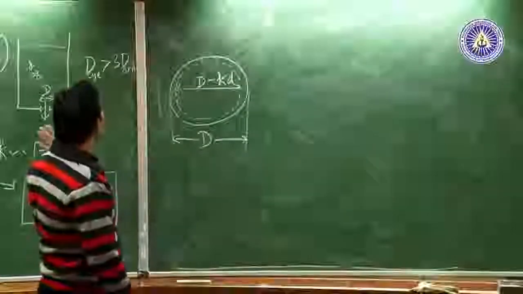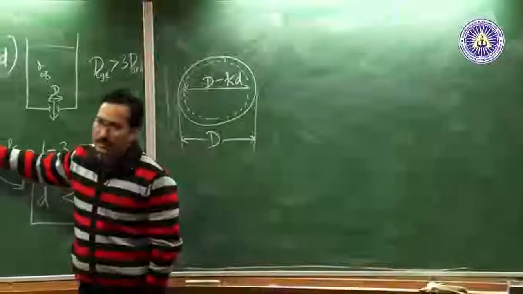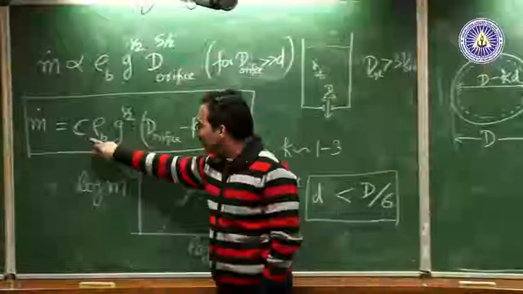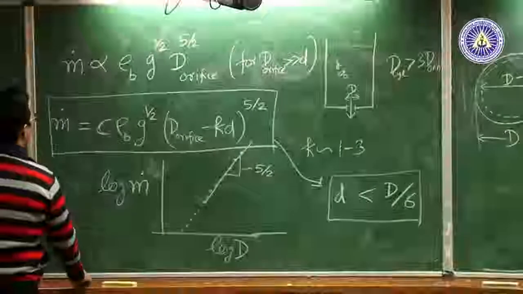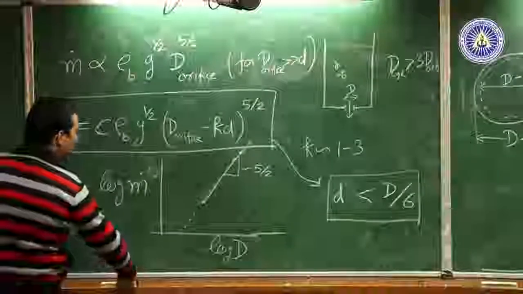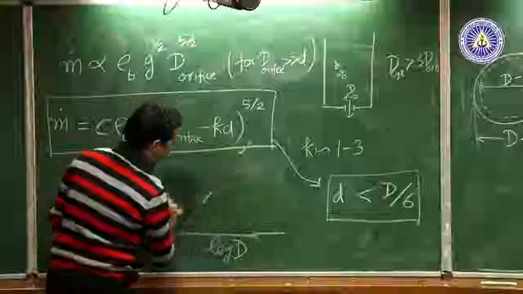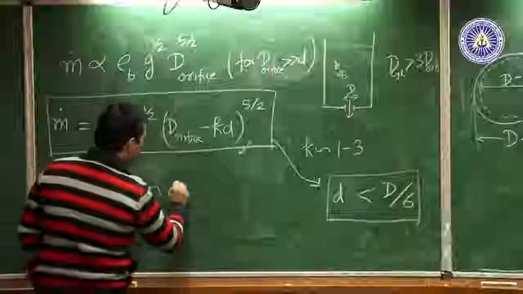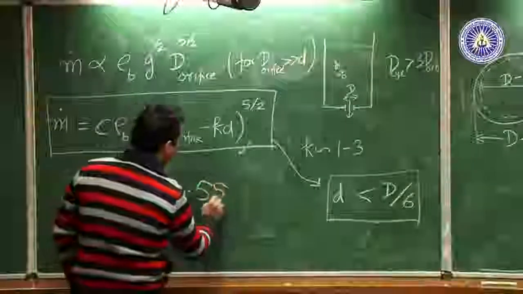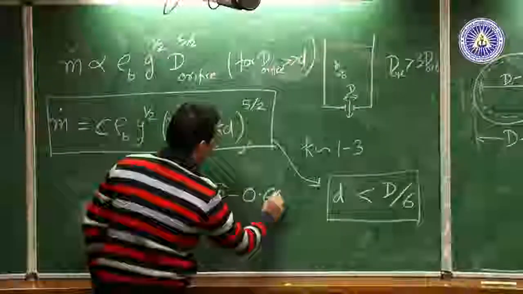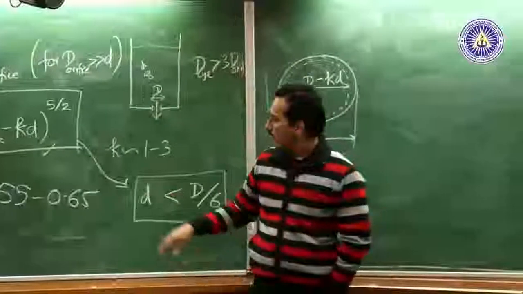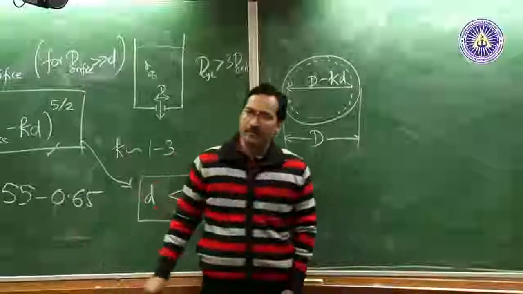So there are issues with this, but it seems like this works pretty fine for different kinds of particles. And this value of the constant c, again Beverloo suggests, is typically within the range of 0.55 to 0.65. So the value of the constant c that Beverloo is proposing is something between 0.55 and 0.65.